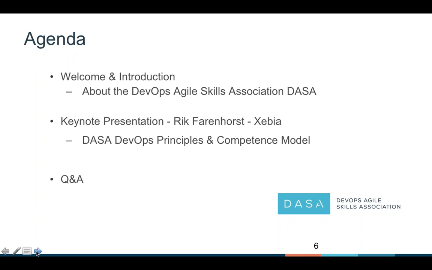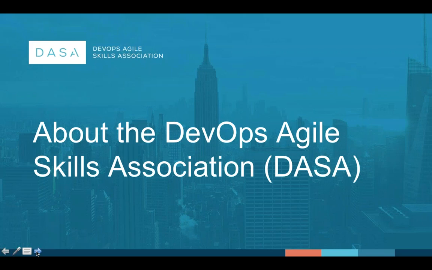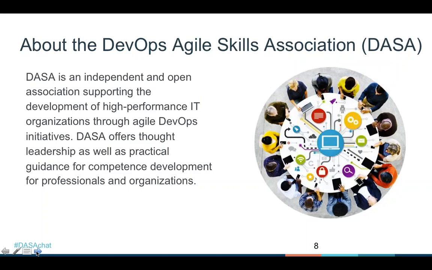But first, let me give you a quick overview of what the DevOps Agile Skills Association is about. DASA, as it's also known, is an open global initiative to provide individuals, teams, and organizations a competence model and accreditation scheme for DevOps skills development. We are an independent and open association made up of over 50 forerunner members with 80 plus training partners. Our objective is to build awareness and provide thought leadership, as well as practical guidance for DevOps competence development.